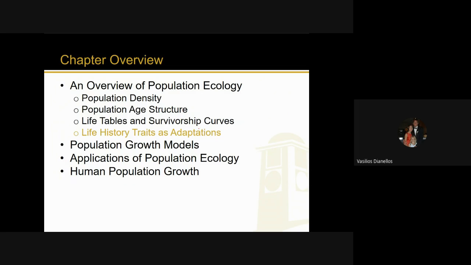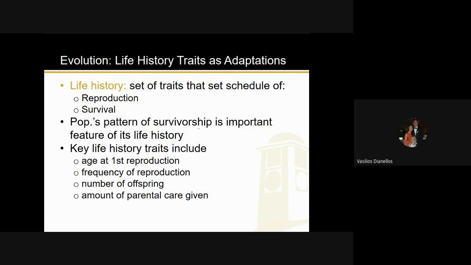All right. Let's talk about life history traits as adaptations, meaning there are evolutionary advantages to being type 1, and there are evolutionary advantages to type 3, and there are trade-offs, right? And we'll talk about that here in a second. First of all, you need to know what life history is, and that is the set of traits that set the schedule of reproduction and survival.